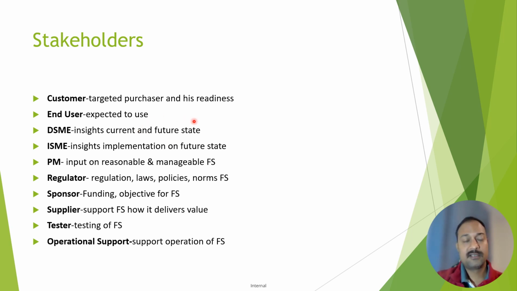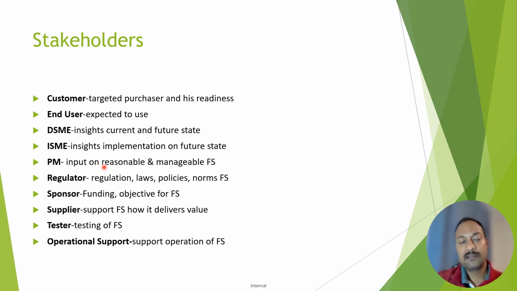Then the stakeholders. Which stakeholders would help in doing this activity? Customer is the targeted purchaser, and here we have to analyze his readiness to implement the future state. The end user is the one who is expected to use that future state. Domain subject matter experts give insights on current and future state. Implementation subject matter experts give insights on how the future state will be implemented.